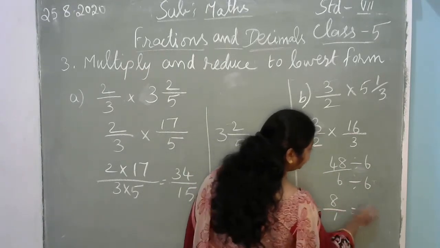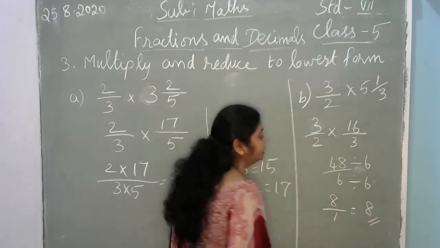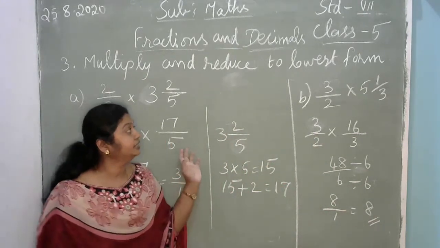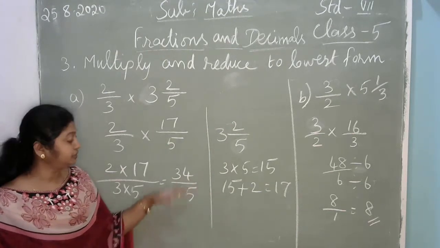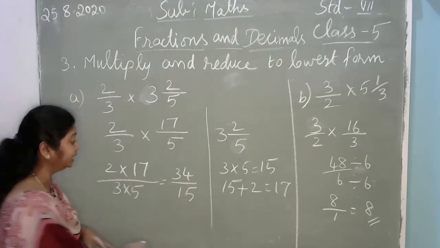So what is your final answer? 8 is your final answer. If you can write the answer in the lowest form, you have to write it. Otherwise, if it is not possible, you have to leave the answer like this.